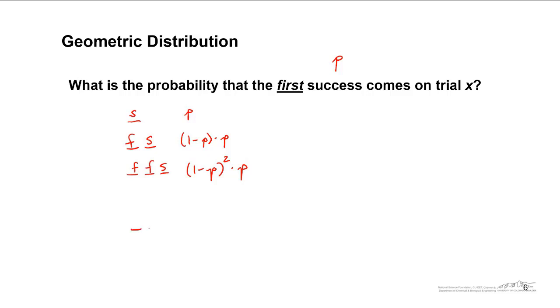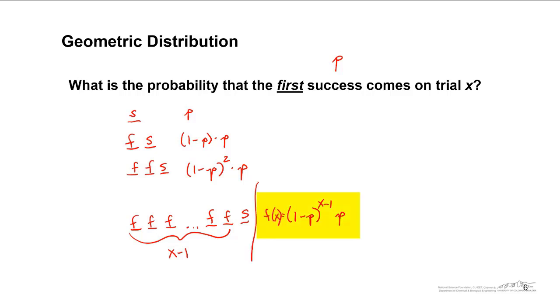And in general, if we have x number of trials required to get that first success, then that means we have x minus 1 failures. And the probability of that occurring is (1 minus p) to the x minus 1 times the probability of success, which is p. And that's exactly what the geometric distribution says. So the probability of the first success occurring on the xth trial is given by this formula.